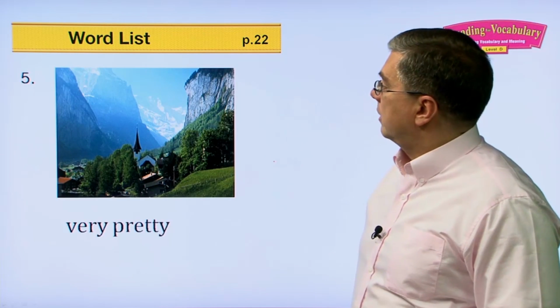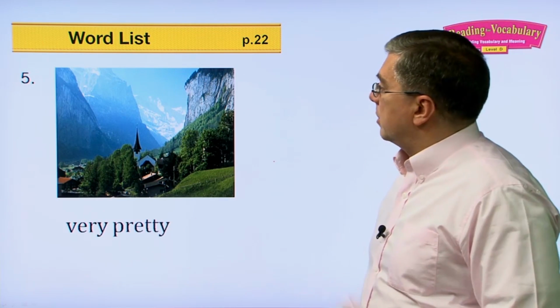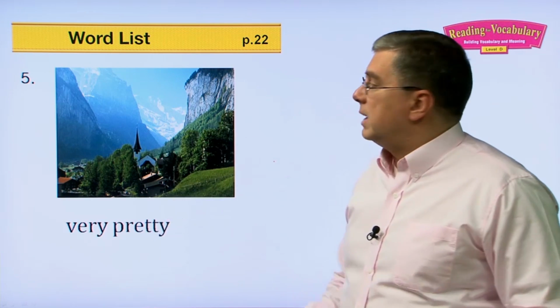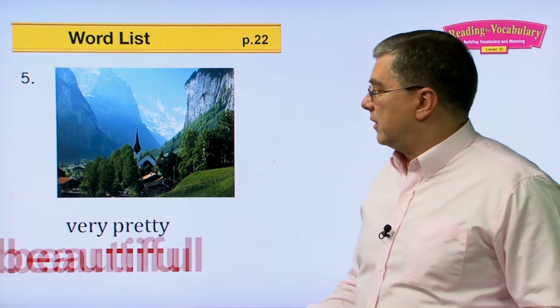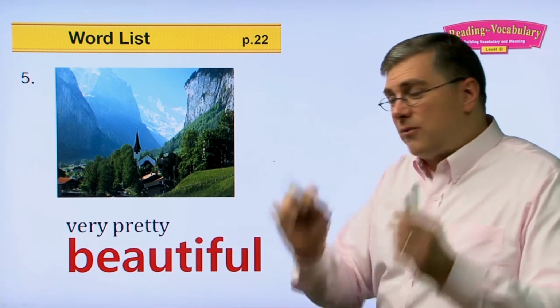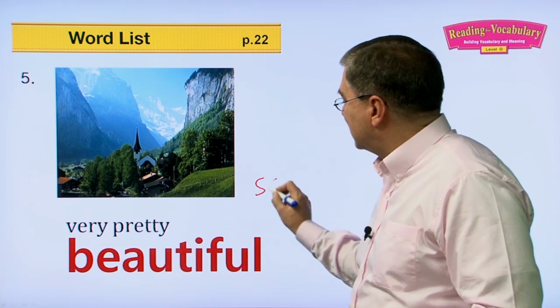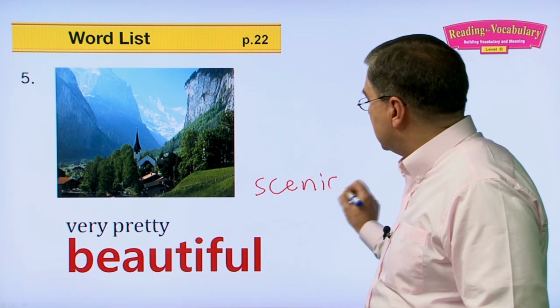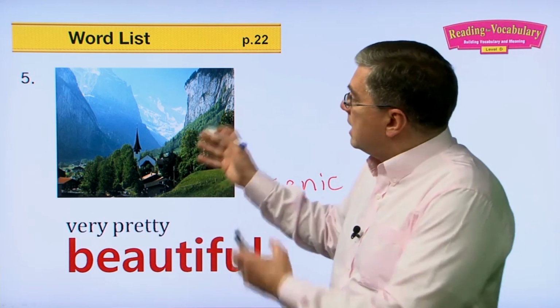Next one, wow, very pretty. Looks like somewhere in Europe, maybe Switzerland. It's very pretty. If we talk about the land being very pretty, we can say it's beautiful. Also, another specific word for the land, we say it's scenic. Scenic. So beautiful, very pretty, it's beautiful.